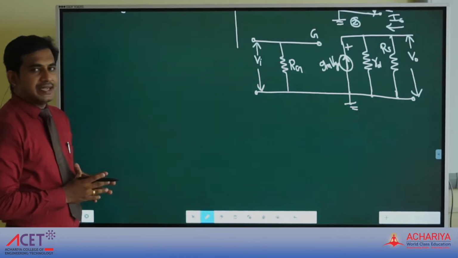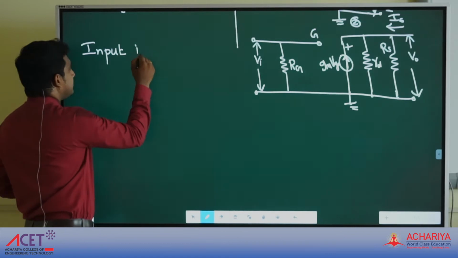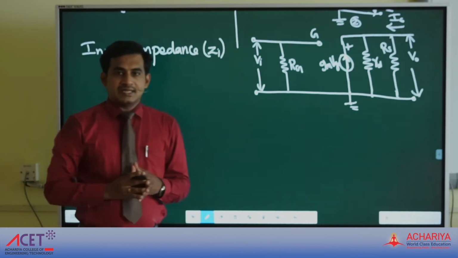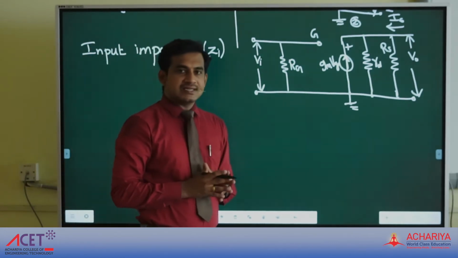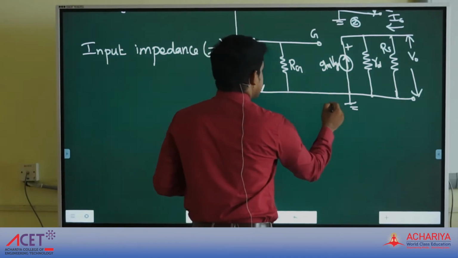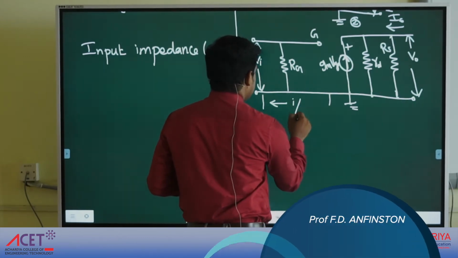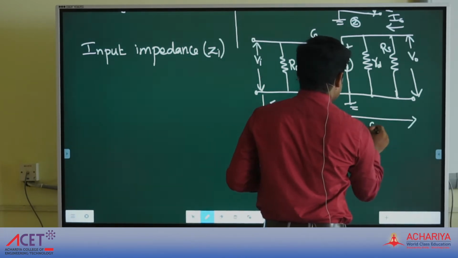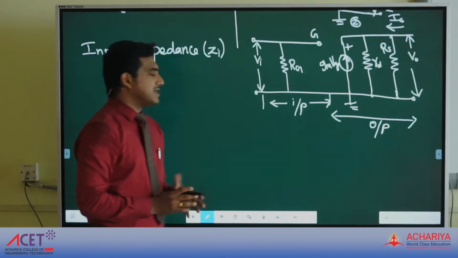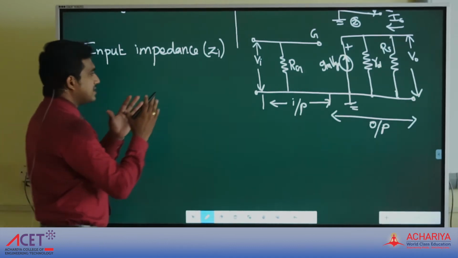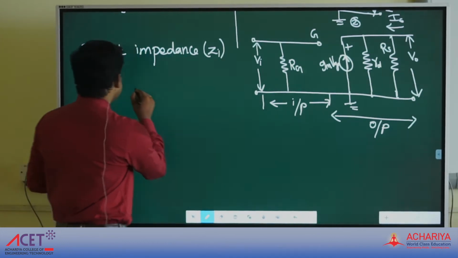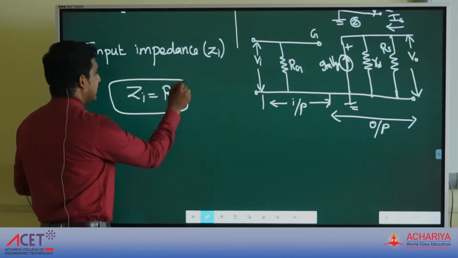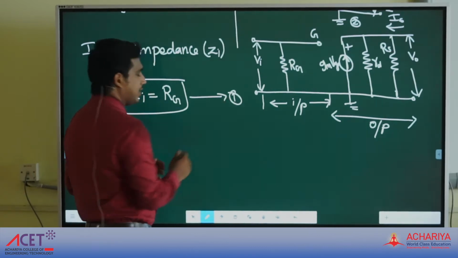First, we are going to find the input impedance of the circuit. Input impedance is denoted as Zi. Input impedance is the total opposing factor, the total resistance present in the input loop. Up to here is the input loop, and this is the output part. By seeing the circuit itself, we can write Zi equal to RG. Only one resistance is there, so we can write it directly from the circuit. This is equation number 1, the input impedance of the circuit.